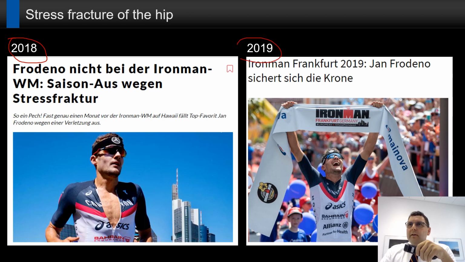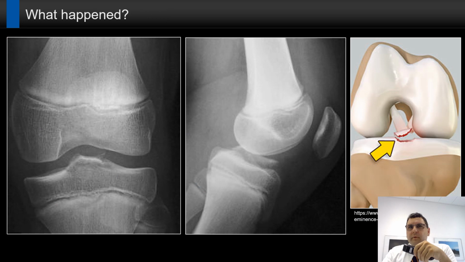Not even 1 year later, he won another triathlon in Frankfurt, which is basically one of the most important Ironman competitions you can win. So it's unbelievable how fast these super sportsmen recover, but they also can have a lot of these problems. So what happened in this patient?